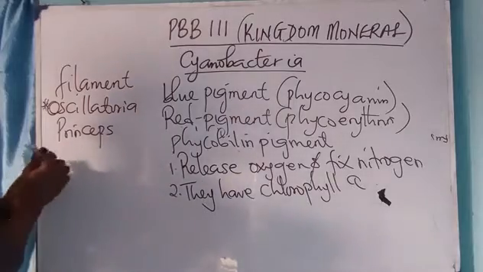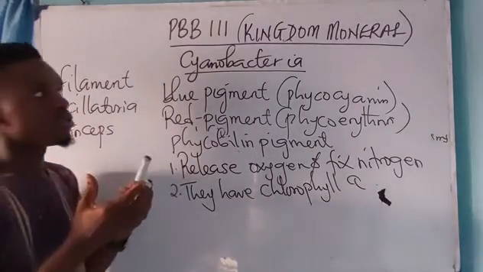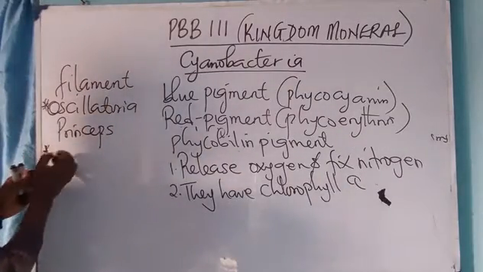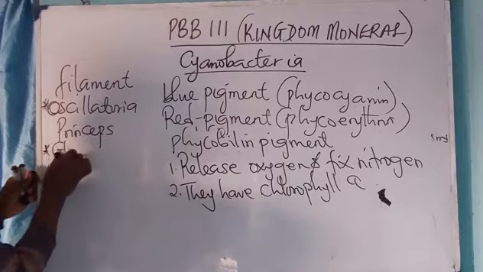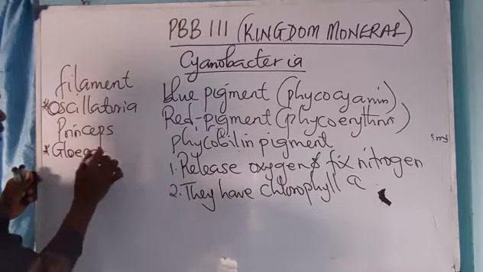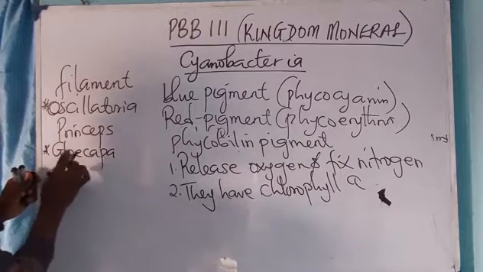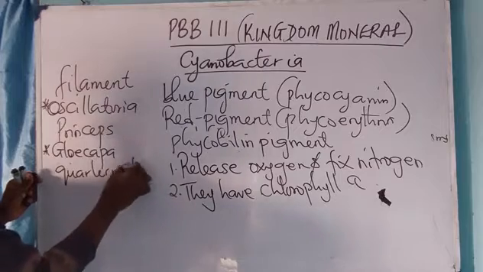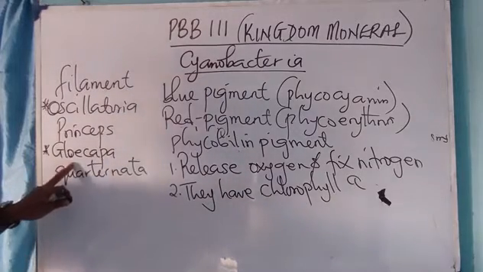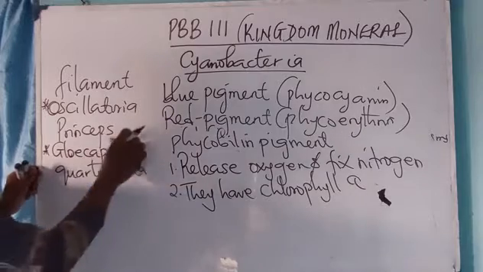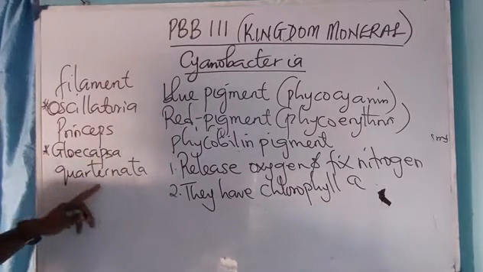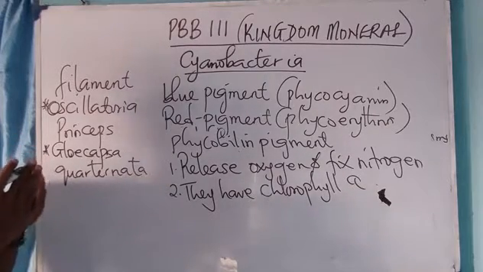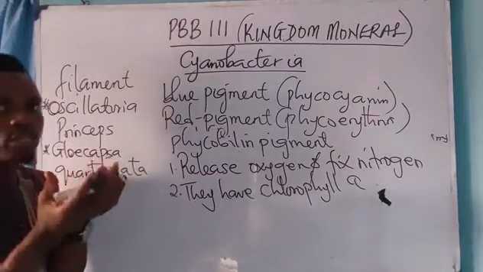Now, there are some bacteria whose cells are just single. They have a single cell. Such a bacterium is called Gloeocapsa cortinata. Excuse me, please. Now, this Gloeocapsa cortinata, their cells occur in the form of a colony. Their cells are joined together.